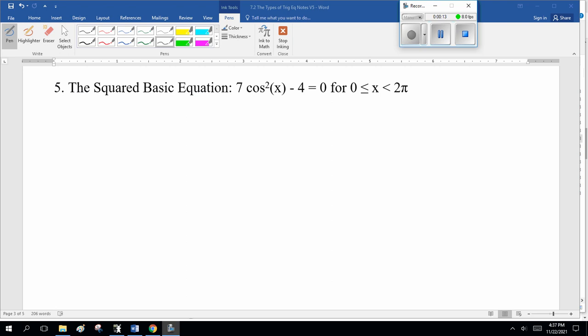Now, 7 cos squared of x minus 4 is equal to 0. This is the squared basic equation. I want to stress the square is on the outside, not the x squared. This is why I'm starting to put my angles in brackets, just to emphasize it.